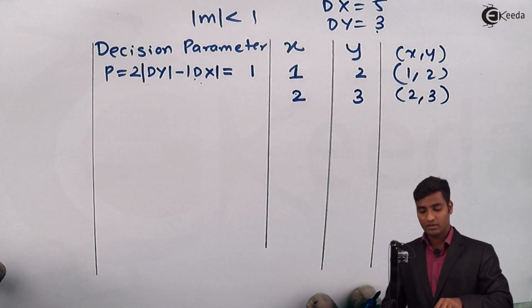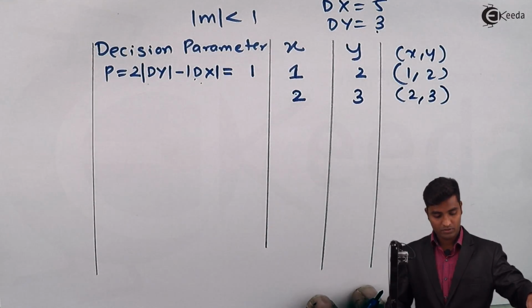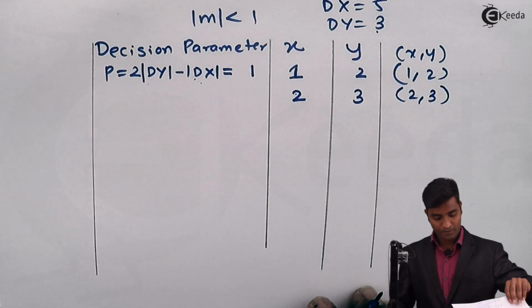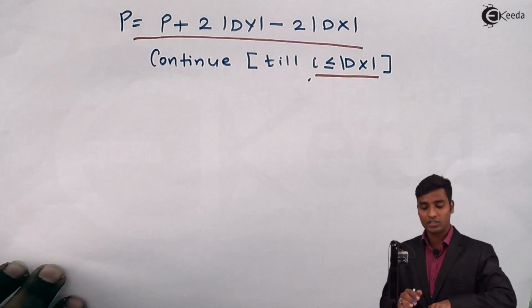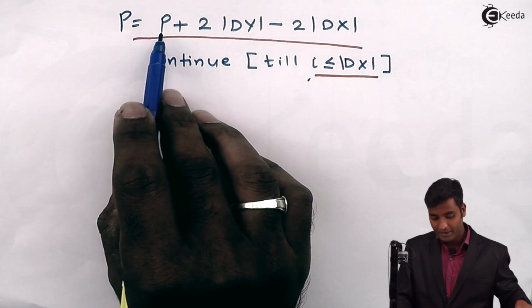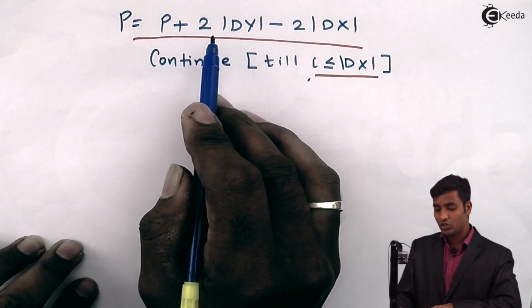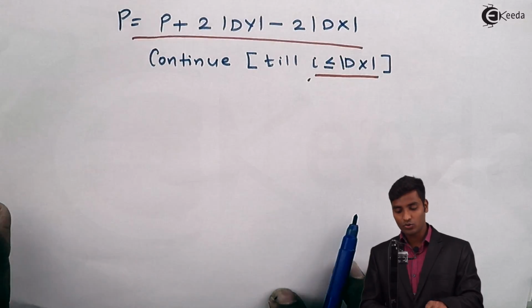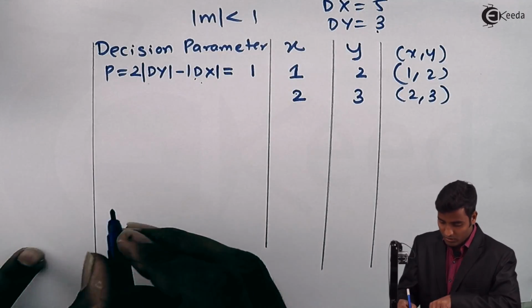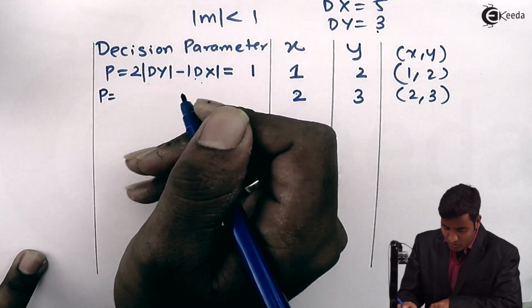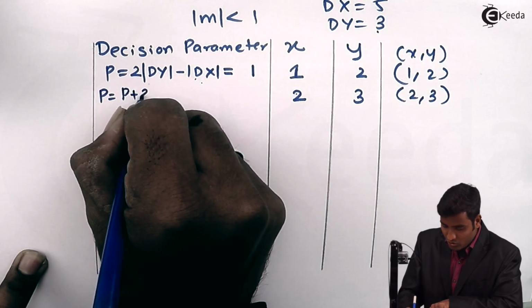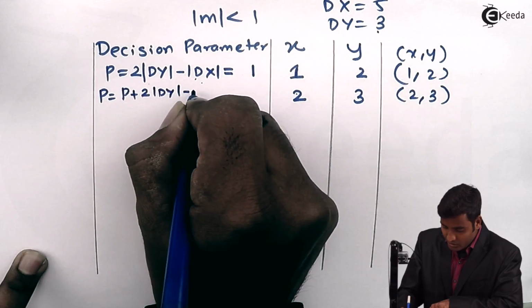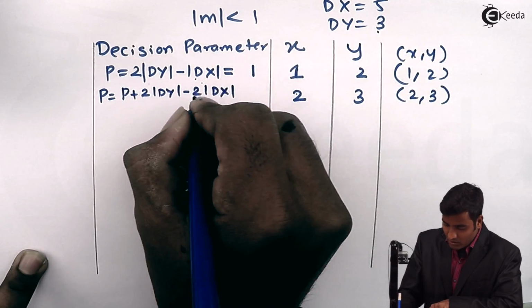So now I will use this relation for the decision parameter, that is p plus 2 dy minus 2 dx. So p equal to p plus 2 dy minus 2 dx.